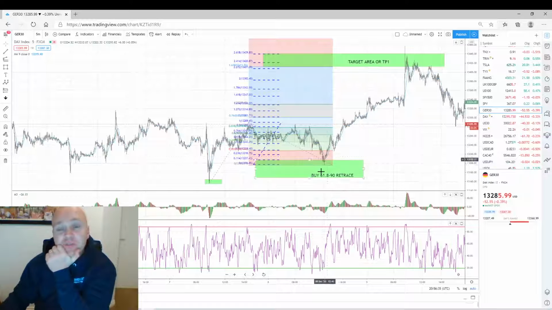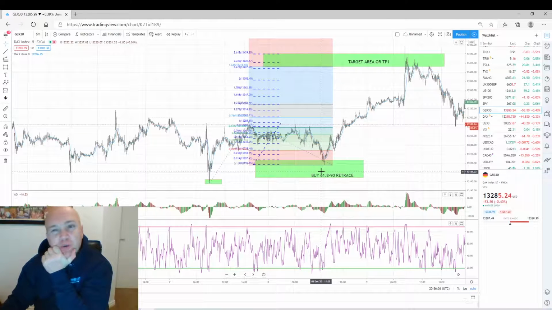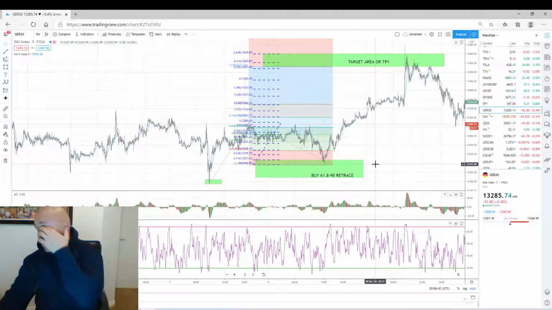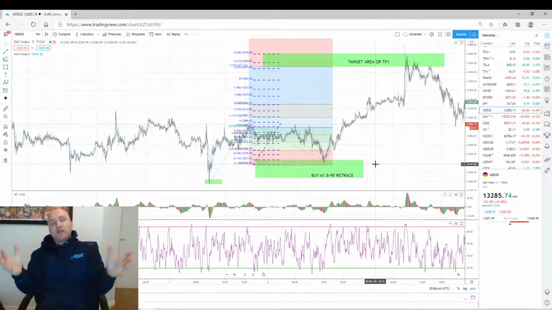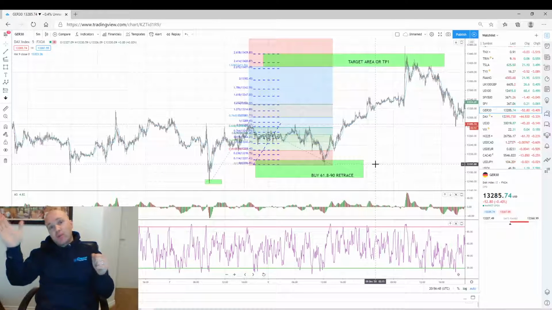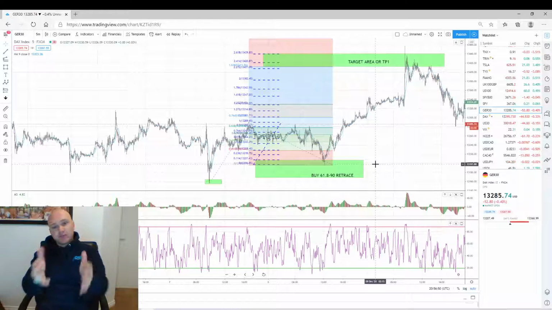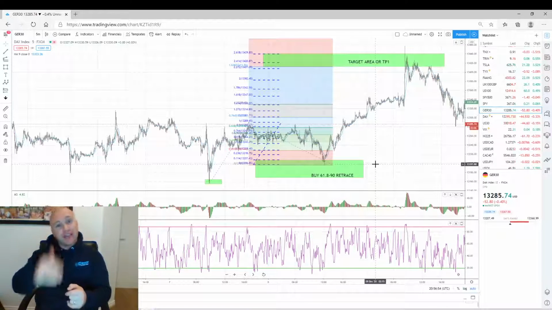This probably works, in my experience, 7, 8 times, maybe 9 times out of 10, buying the 61.8 to 90. Of course, you need to remember what trend you are in. If you're in an uptrend and the market's moving up, then you're going to find that this probability is a lot higher because buyers are in control, so they are buying aggressively every dip.